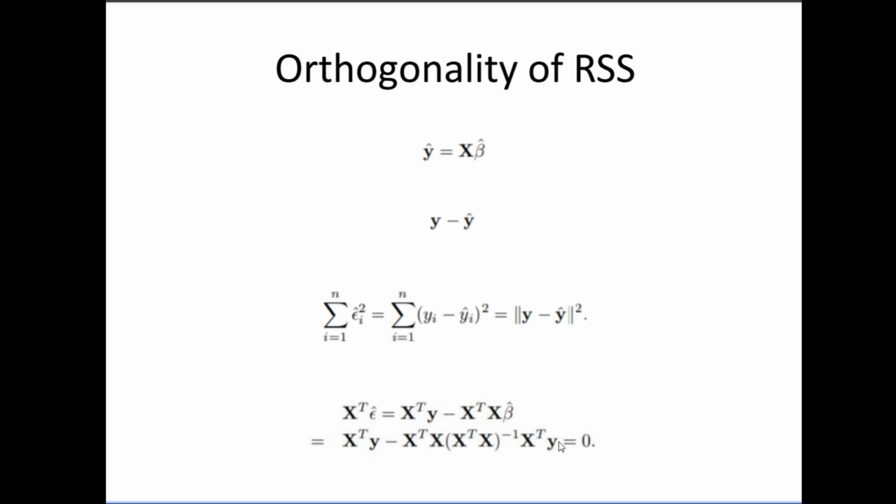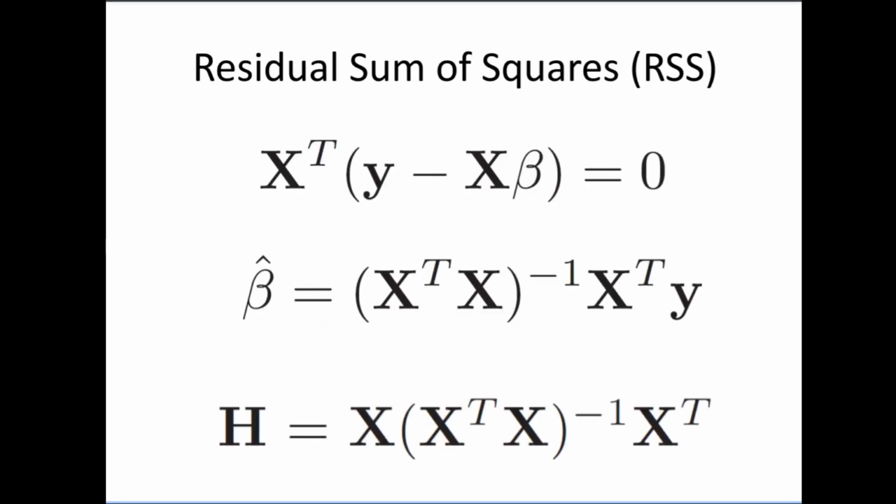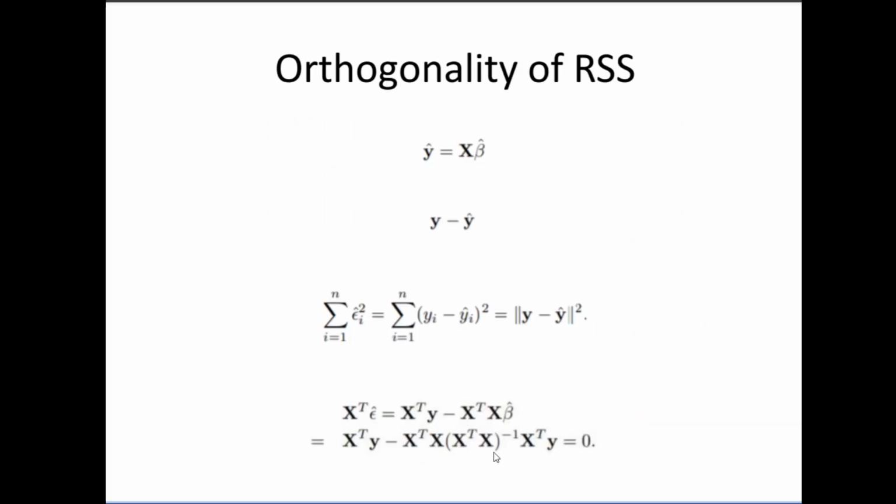Now X transpose y minus X transpose X (X transpose X) inverse X transpose y. Now where does this come from? We already have derived beta hat here. So now this beta hat is put here. First of all, these two terms get cancelled. Then X transpose y minus X transpose y, we finally get 0. So the residual sum of squares is orthogonal to your data. That is one of the properties that we need to understand about linear regression.